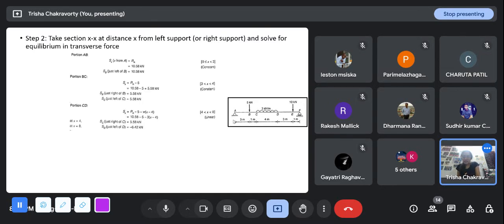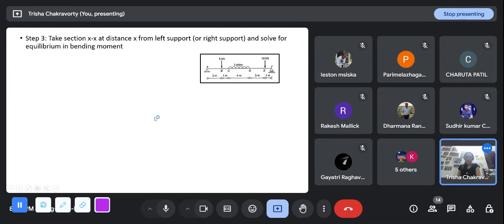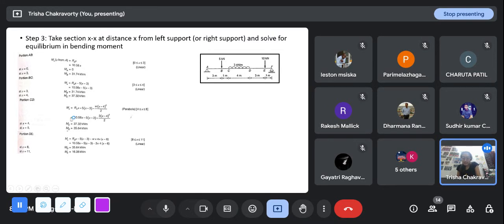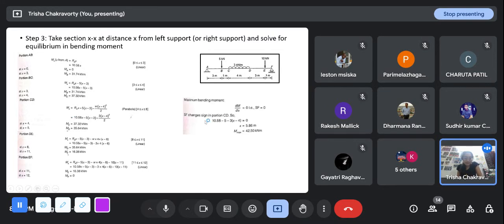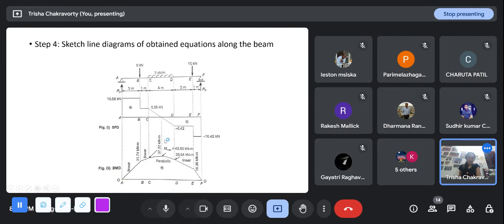at CD, this was the equation, 10.58 minus 5 minus 3 into (x minus 4). And if you take the derivative of the moment here, you end up with the same equation. If you differentiate this, you will get exactly the same as the shear force in CD. So we equate this to 0 and solve for x, and we'll get 5.86. So somewhere here, the shear force changes sign and the bending moment reaches its maximum. Okay, so are there any questions now?